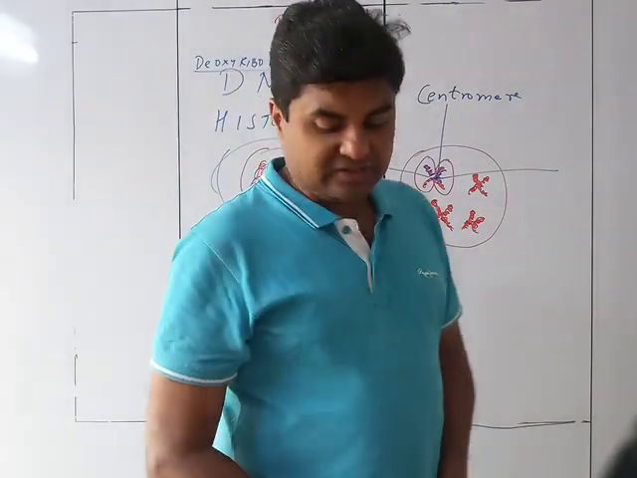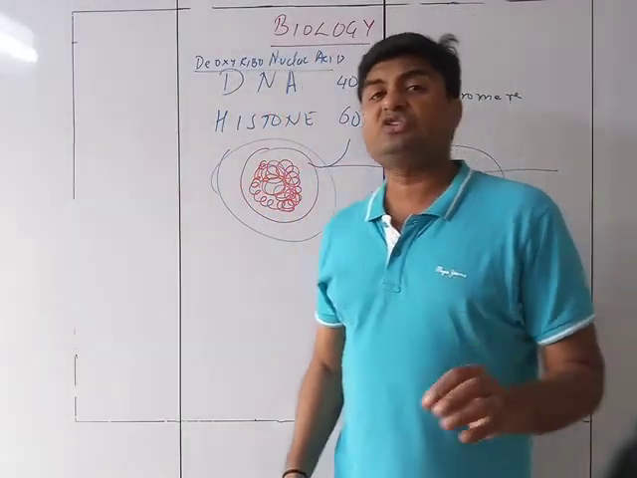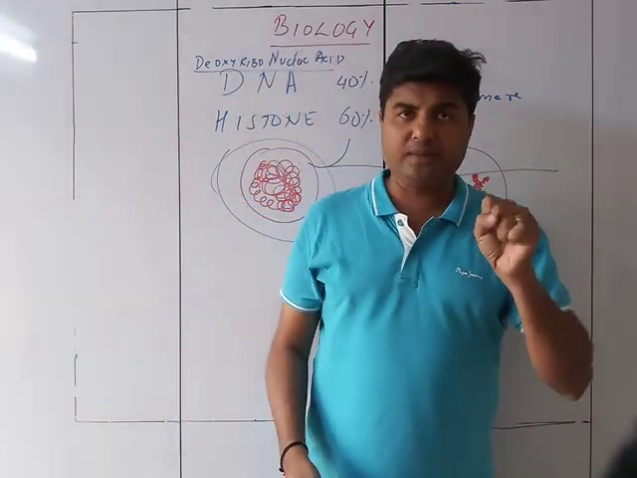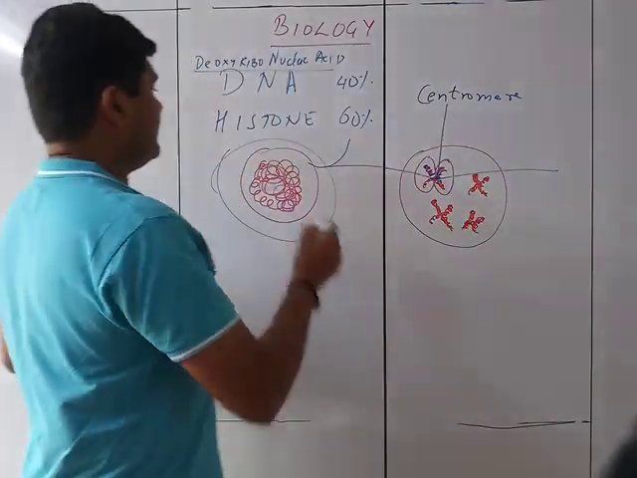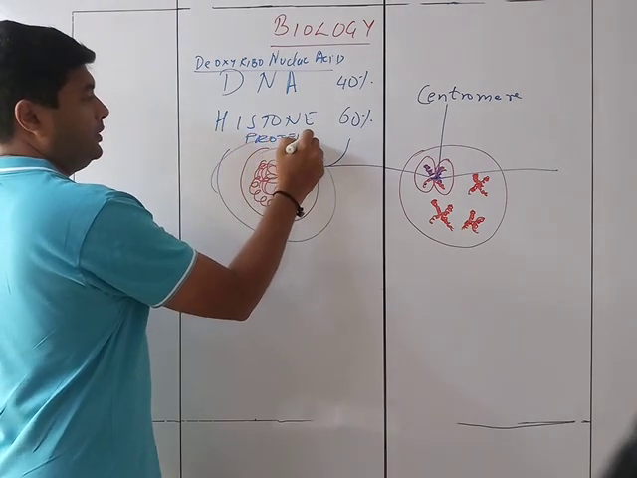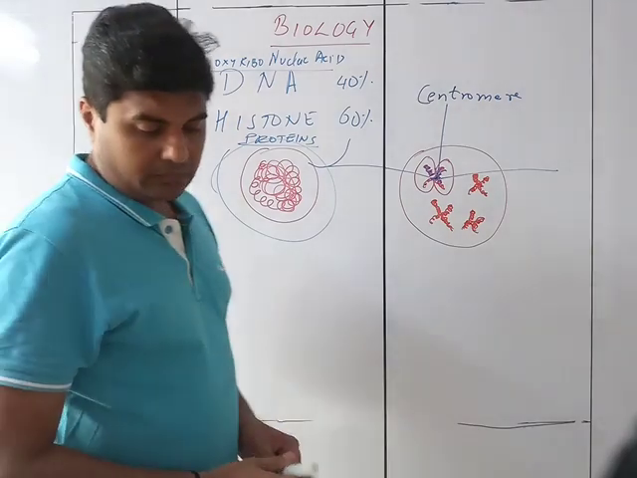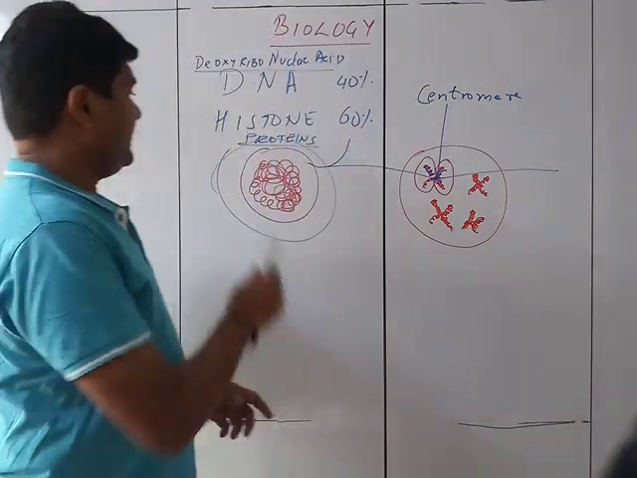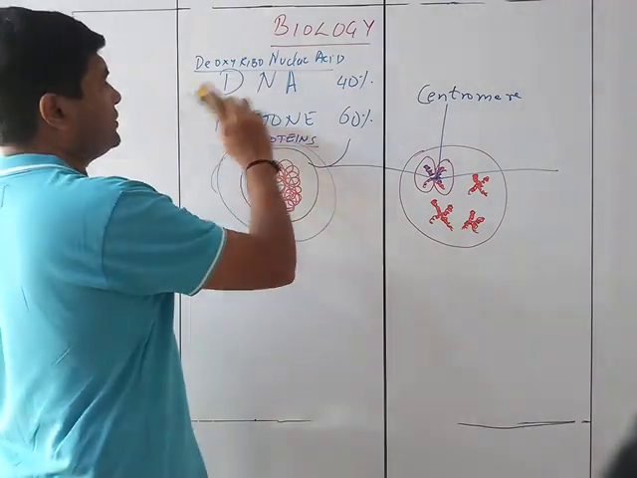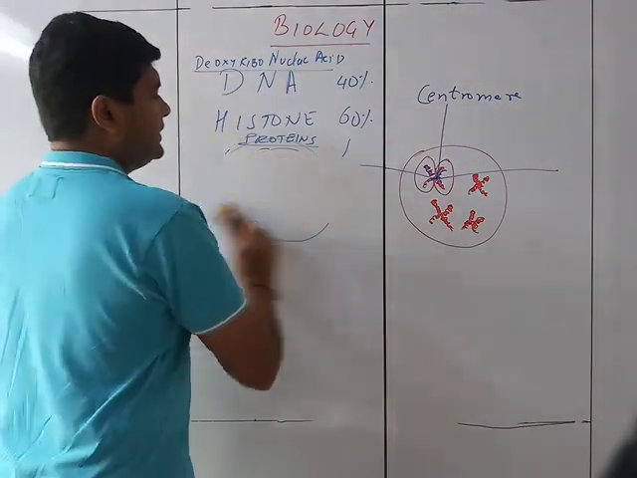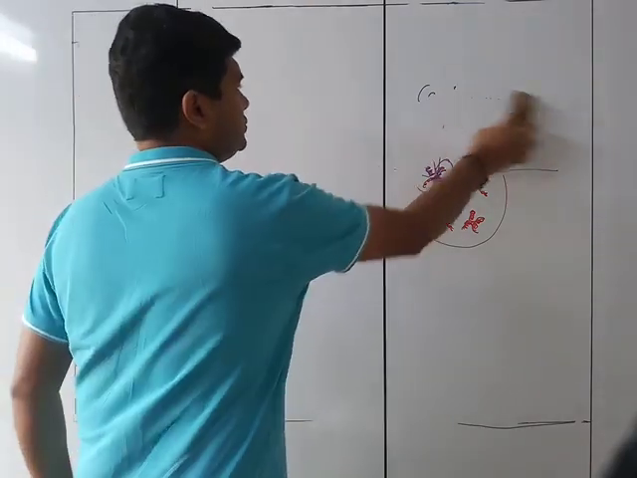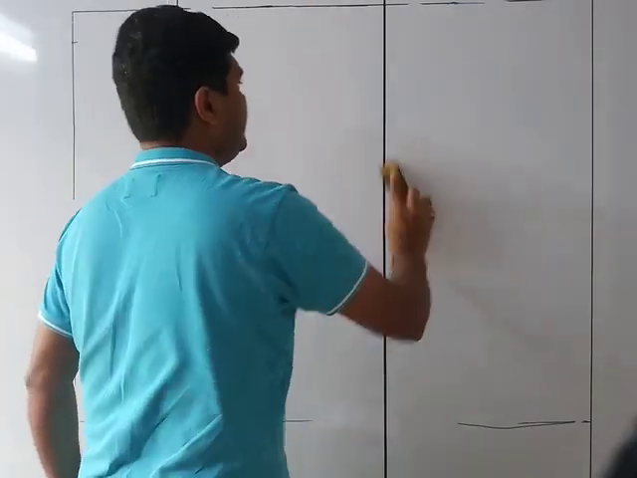Whereas the histones are particular kinds of proteins. Histones are balls of protein. They are protein balls. So histones are proteins, whereas DNA is deoxyribonucleic acid. Now let's see in detail about the DNA and the histones and how the chromosome is being formed.